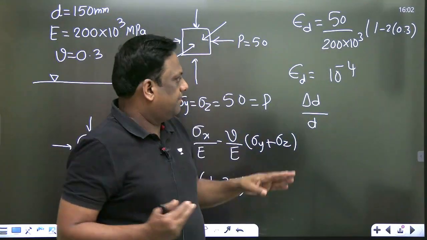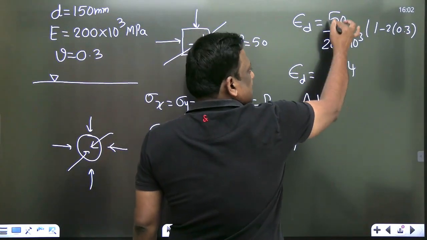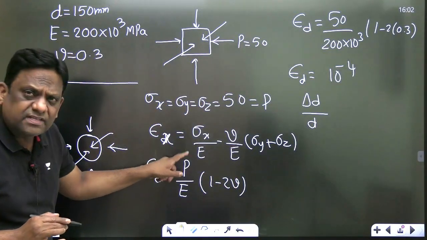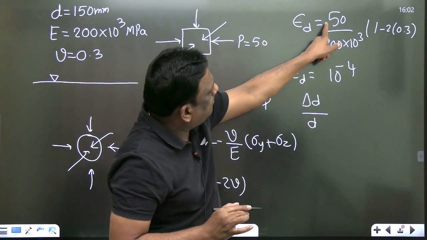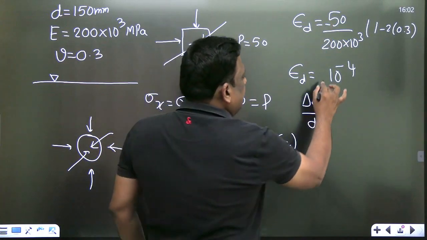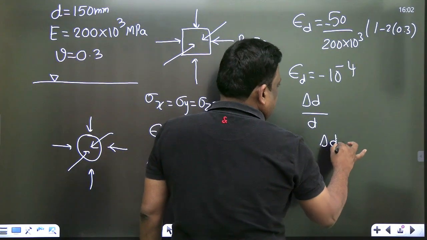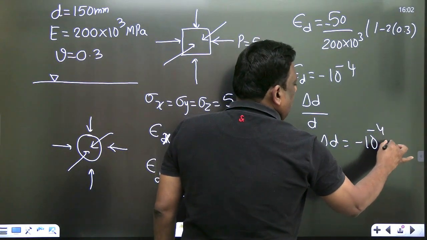So what is happening? There is a reduction in diameter. So actually, this is minus. Why? Because pressure is always compressive in nature. If it is compressive, it will be minus. So the diametral strain is given by minus 1 into 10 power minus 4. So the change in diameter is equal to minus 1 into 10 power minus 4 into diameter.